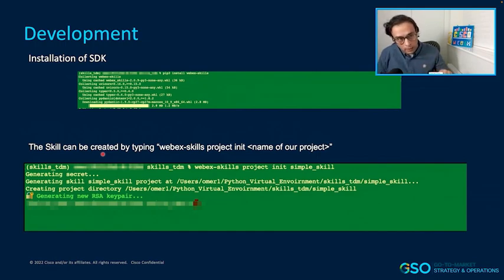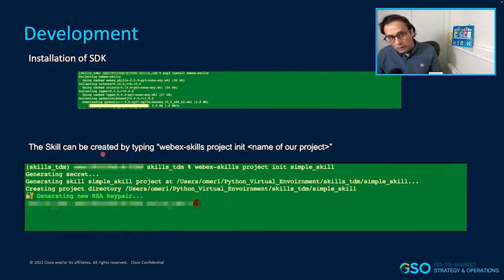One thing to mention over here as well is that the SDK is basically a server-based application that uses FastAPI, and it has only one endpoint called parse. The main reason for having that endpoint is to receive the request from the Webex Assistant and process it.